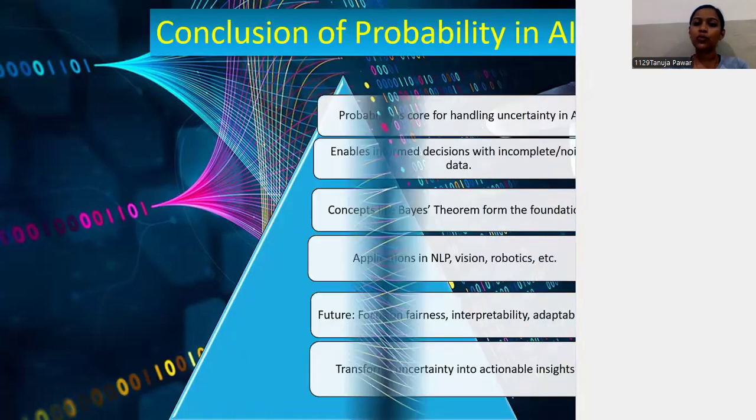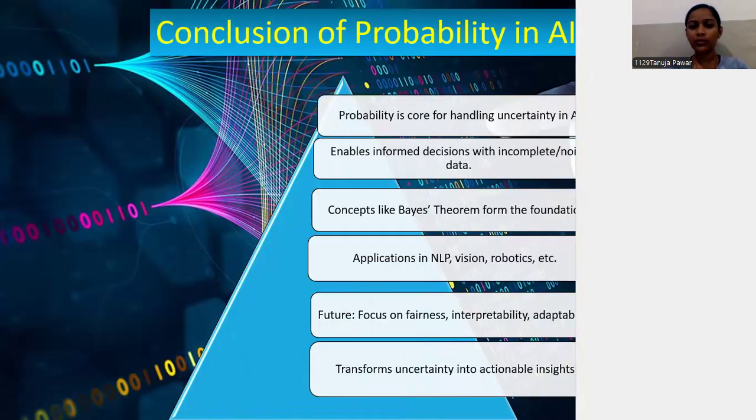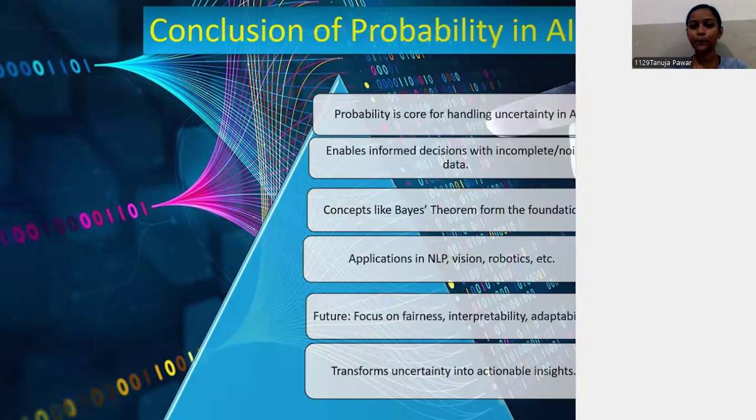Then the conclusion of probability in AI. Probability is core for handling uncertainty in AI. It enables informed decisions with incomplete, obscure, or noisy data. Concepts like Bayes' theorem form the foundations. Applications like NLP, vision, robotics, etc. The future of probability in AI is focused on fairness, interpretability, and adaptability. Then it transforms uncertainty into actionable insights.